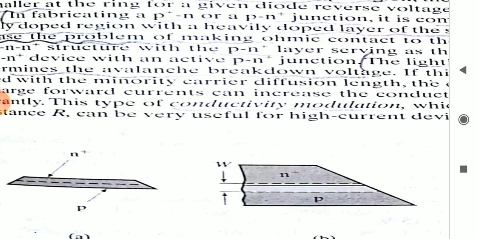So the first one is beveled edge. Beveled edge is nothing but it will not be in a rectangular shape, a slight increase in the edges on both sides.